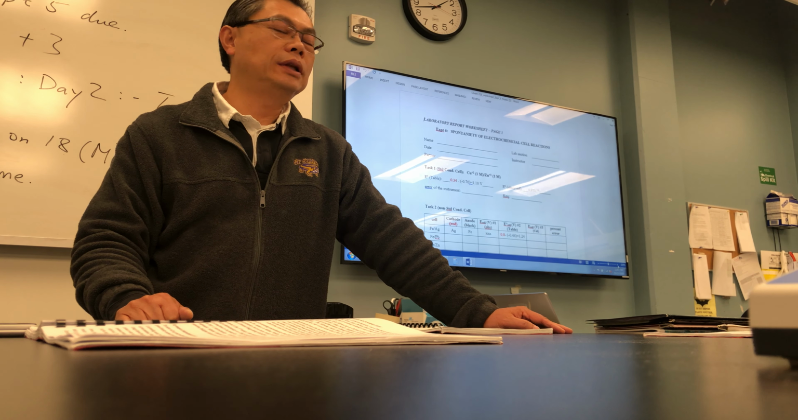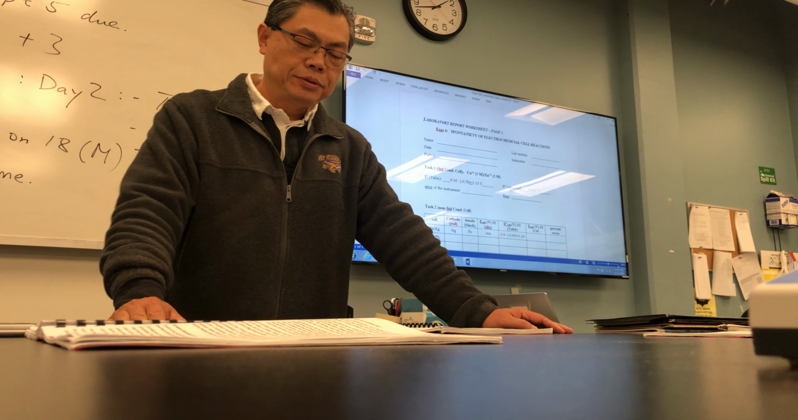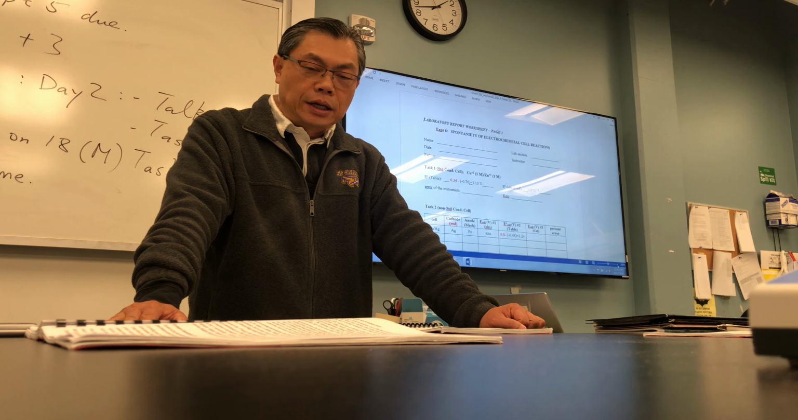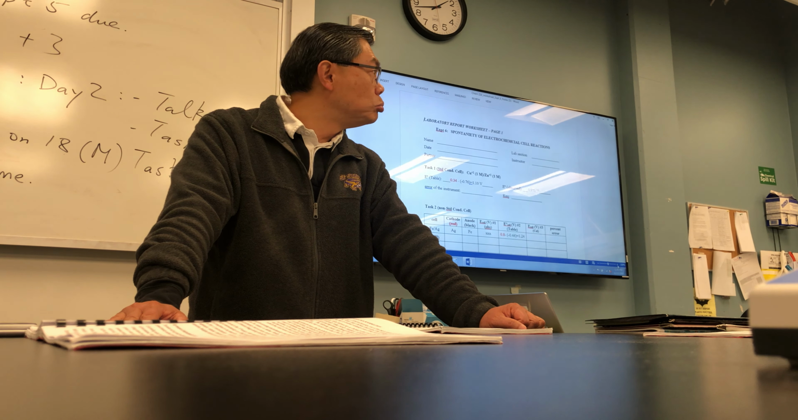If you don't know the title or you don't give me the title in your abstract, that would be super trouble. What's the title of Experiment 6? Spontaneity of electrochemical cell reactions. Okay. What does that mean? What are we talking about here?